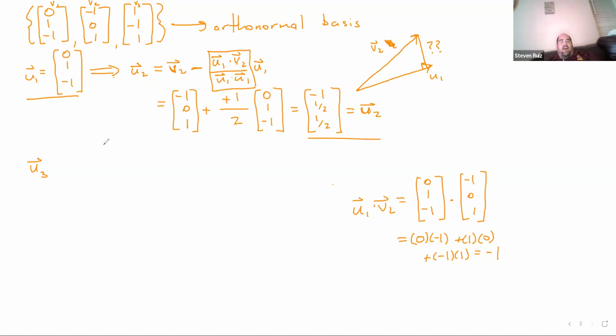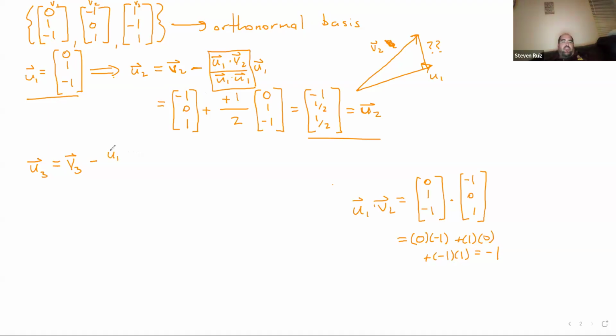All right, so now I have U1 and U2. Now I want to build U3. The way we build U3 is, it's going to be based on V3. But what I want to do with V3 is remove from it basically all the directionality that it shares with the other vectors. So if we back up to U2, U2 was based on V2, but we wanted to remove the directionality that it shared with U1. So I'm going to have to do that again.